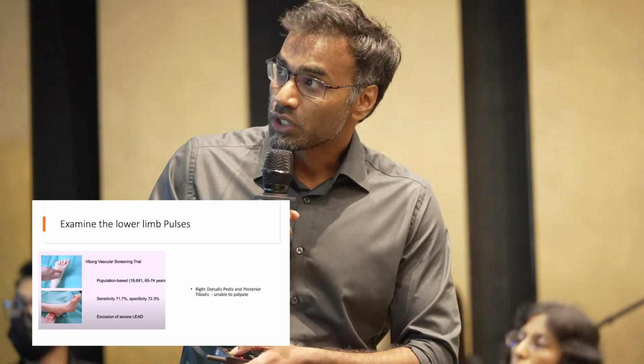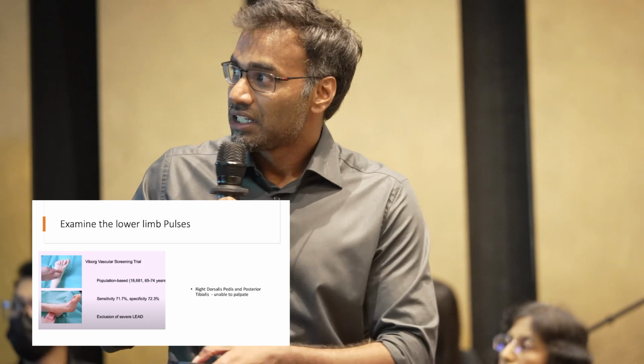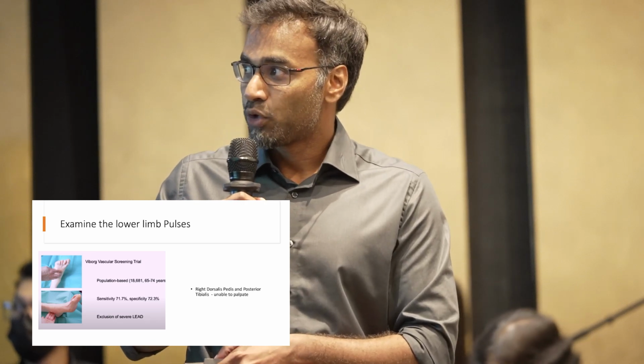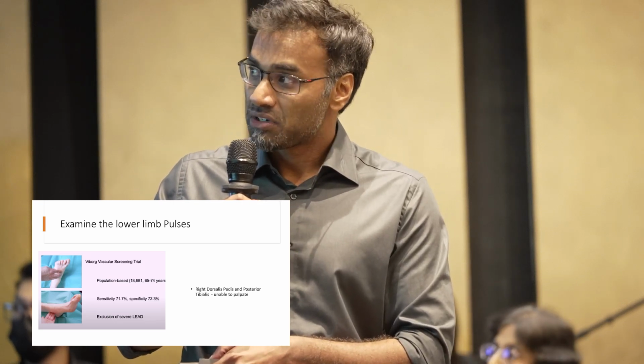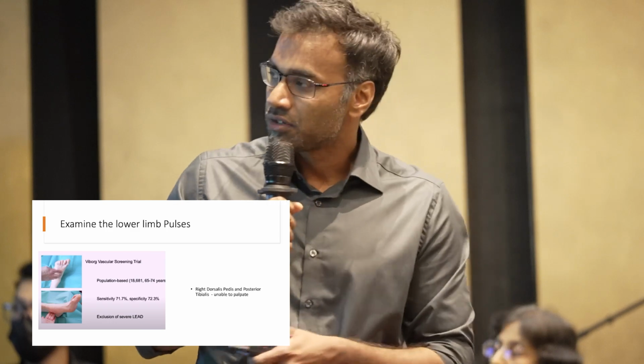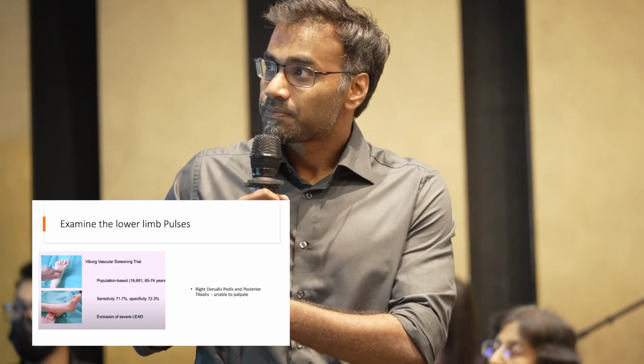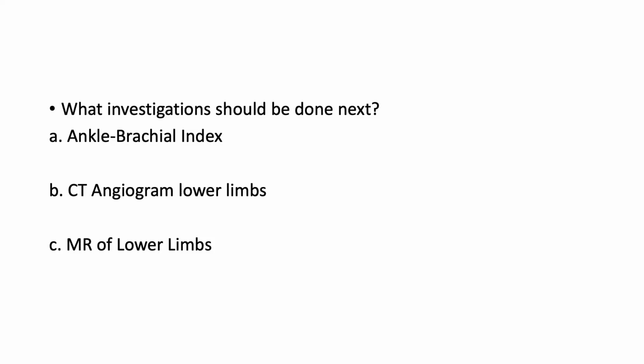Okay? So in this gentleman, what we found was that we were actually unable to palpate both the dorsalis pedis and the posterior tibialis, but it's on the left foot, sorry, it's not on the right foot. So what investigation should be done next? Should we do an ankle brachial index? Should we do a CT angiogram or an MR of the lower limbs?